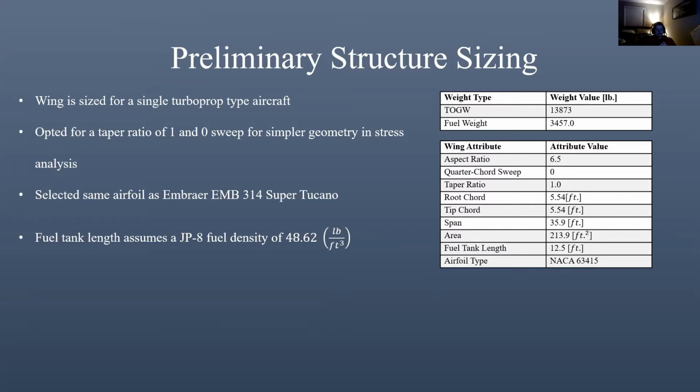One important thing is the fuel tank length. Since we are incorporating fuel into the wing, we had to calculate the fuel tank length, and that is assuming that the JP8 fuel density is 48.6 pounds per cubic foot. And JP8 is a military fuel that many modern military aircraft use today. So that was an important aspect. Just getting that fuel density really helped shape the size of the fuel tank.